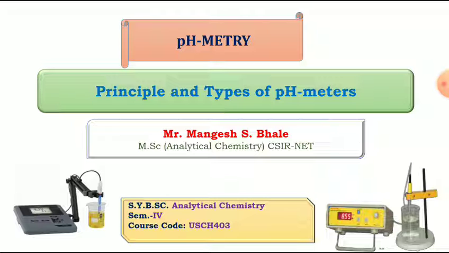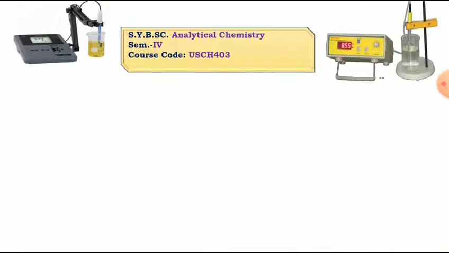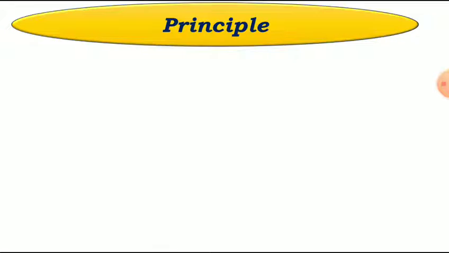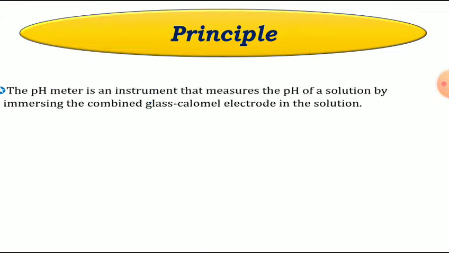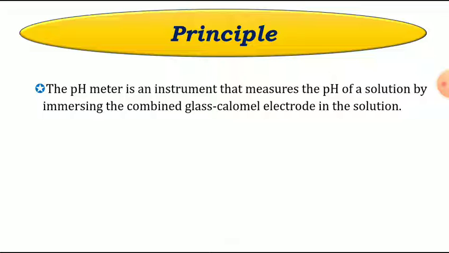In this video lecture, we are going to see the principle and types of pH meter. So first we will see its principle. All of you know the pH meter. The pH meter is an instrument that measures the pH of a solution by immersing the combined glass calomel electrode in the solution. That means by using the combined glass electrode we are measuring the pH of the solution.